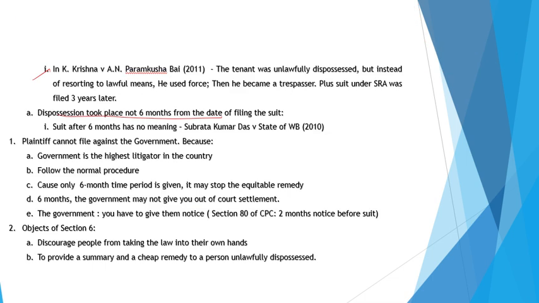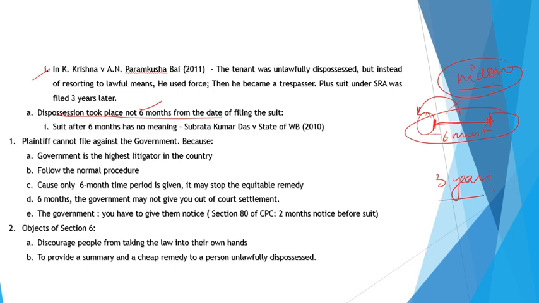In this case, dispossession took place not within 6 months from the date of filing of the suit. It is a 6 month period. I call it a window. This is a window period which is provided. Within this period itself you need to file the case. Dispossession should happen immediately before this period of time. Here the time has passed 3 years.